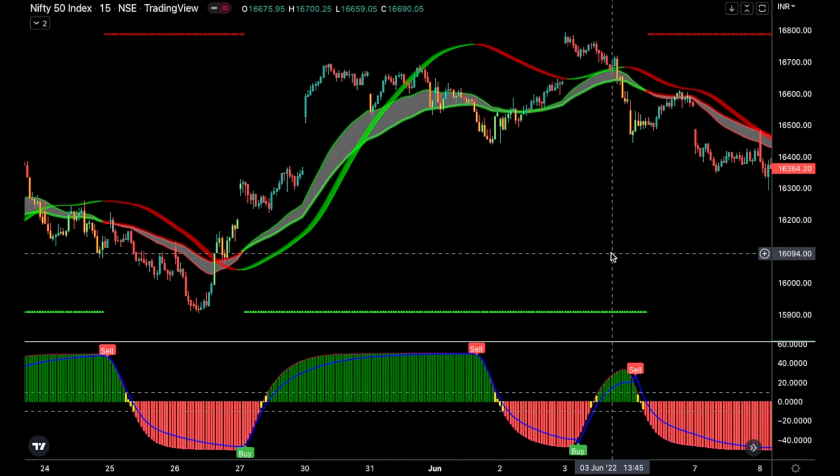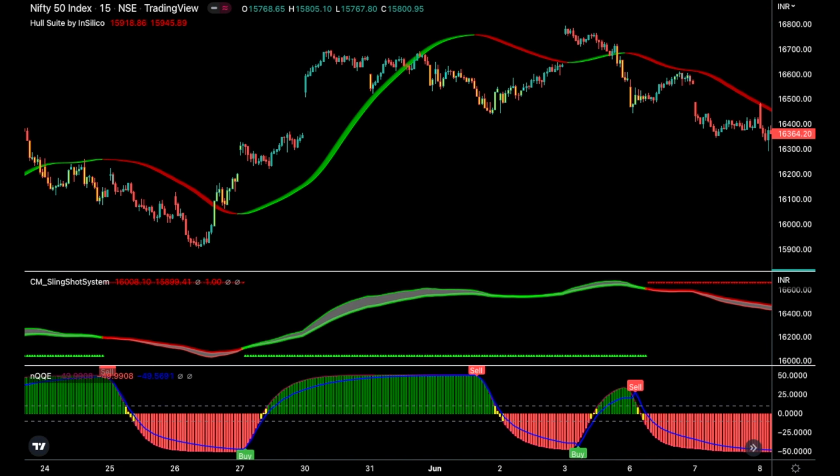This is the normalized QQE. Now, for the sake of simplicity, I have moved the CM slingshot system to a new panel below. Everything else remains the same. We'll discuss the parameters and the input values in a bit. First, understand how this strategy works. Please note that I have changed the parameters of the normalized QQE indicator to quite a good extent. So please understand the use of this strategy first and then move to the part where I add the indicators.